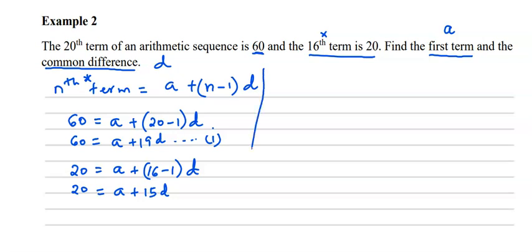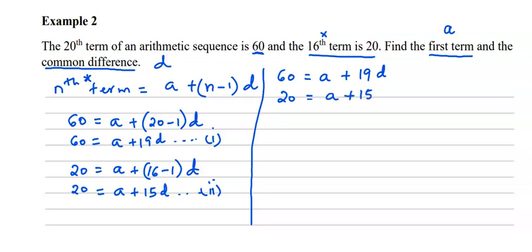Now what we will do, we will solve this simultaneously because this now gives us the second linear equation. So we'll take 60 is equal to A plus 19D. Then secondly, we have 20 is equal to A plus 15D. Because A is the same, we'll just eliminate by direct subtraction. 60 minus 20 is 40. Then A minus A is 0. 19D minus 15D gives you 4D.